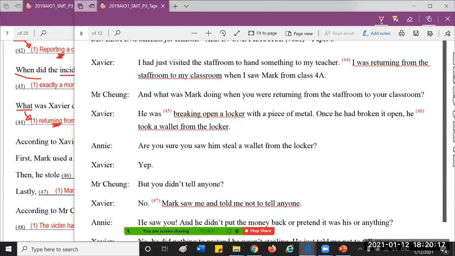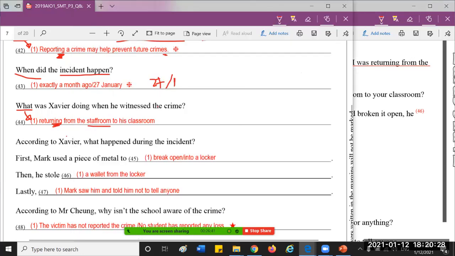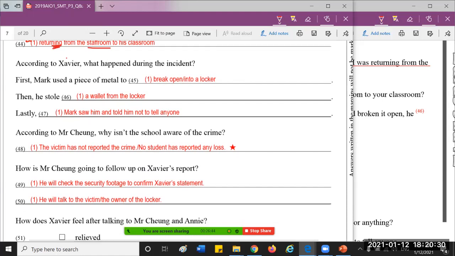I was returning from the staff room to my classroom. Okay. He was breaking open a locker. He took a wallet from the locker. Okay, let's have a look at the answer. So what did he see?